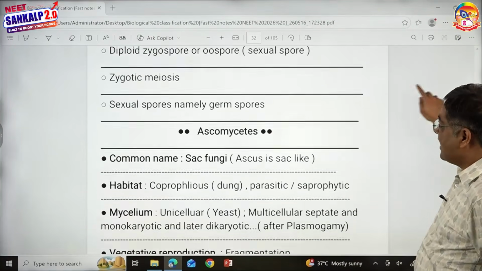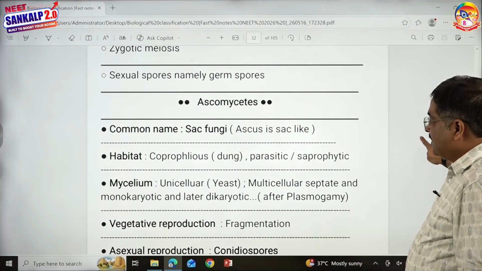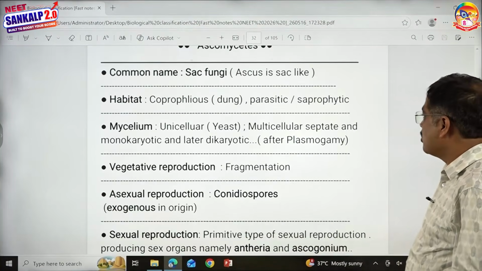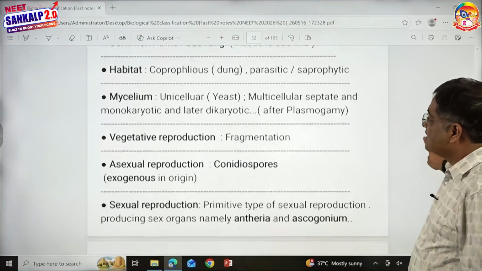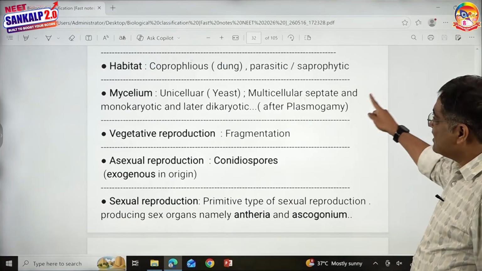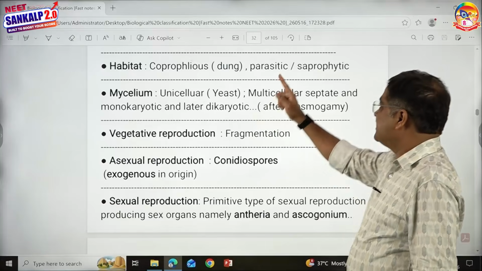Common name: sac fungi, because the ascus looks like a sac. Habitat: coprophilous. They may grow on dung, that's the reason why it's called coprophilous. Parasitic or saprophytic. Mycelium: unicellular, multicellular, septate, and monokaryotic, and later dikaryotic.